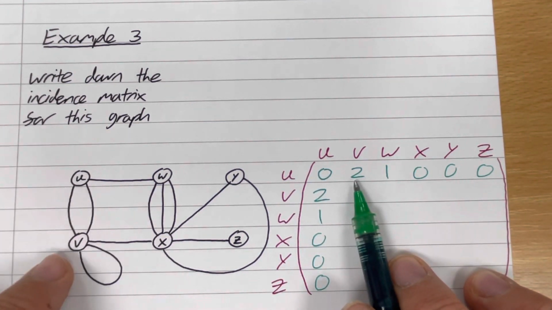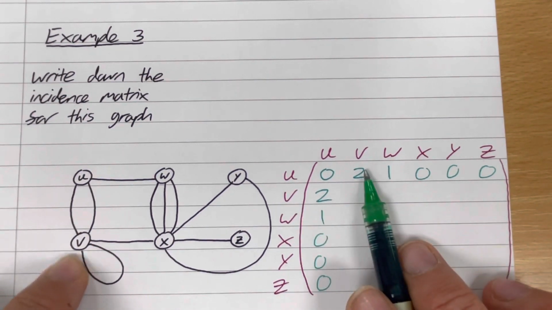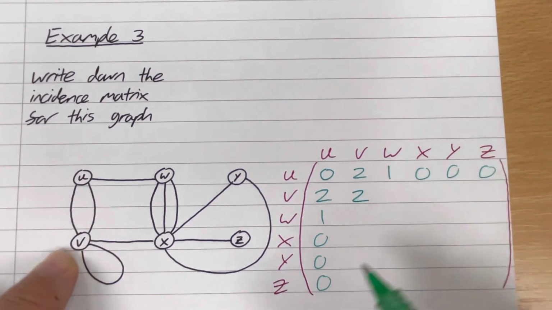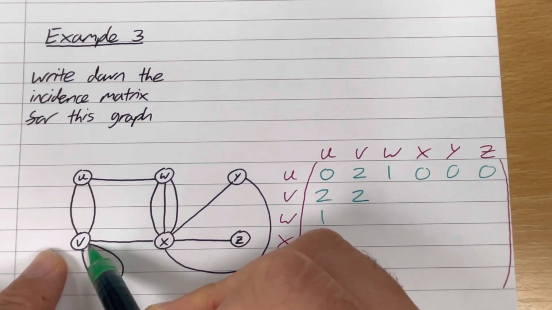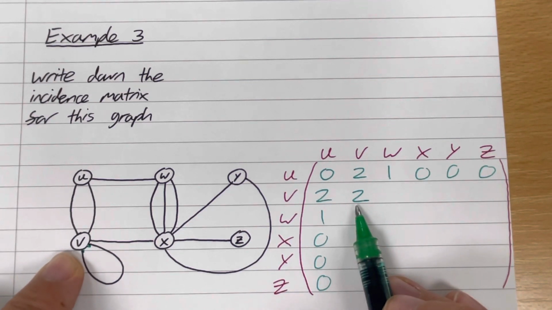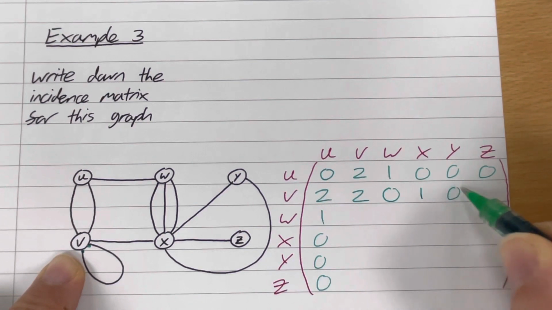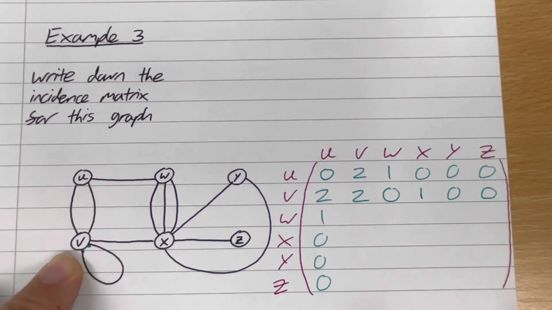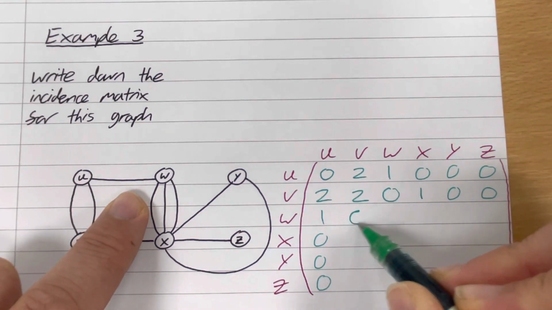Okay, now we're moving on to V. We don't need to do V with U because we've already done that. V connects to V with a number 2. Don't forget it's got 2 points of contact, even though it's 1 arc. So it's the number 2 that goes in there. V does not connect to W. V connects to X once and doesn't connect to Y or Z. Moving on to W. Oh, hold on, let's do this column. So 0, 1, 0, 0.